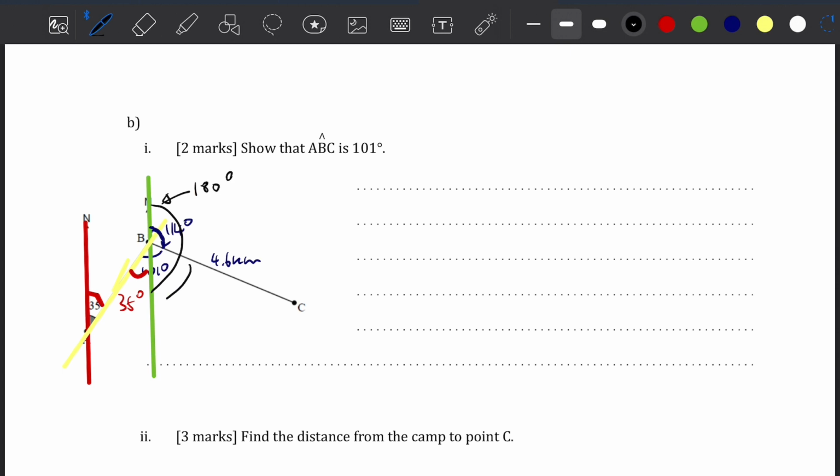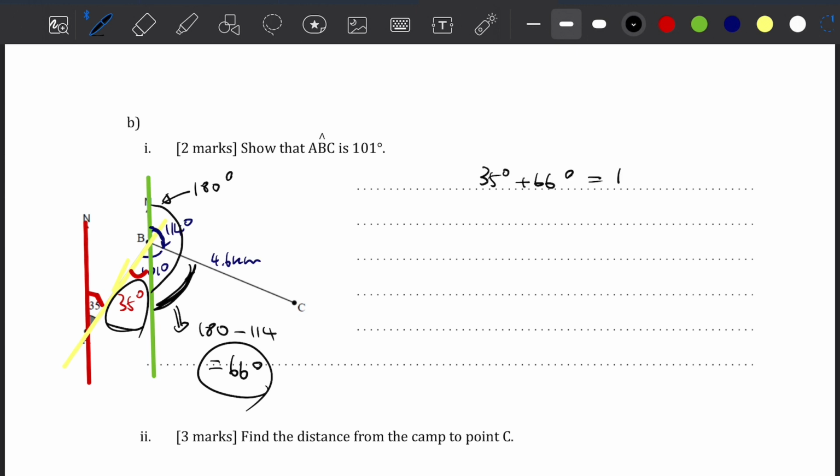So the angle right here, 180 minus 114, is equal to 66 degrees. That means when we add these two angles, 35 degrees and 66 degrees, we get 101 degrees. So we have shown that the angle ABC is 101 degrees.